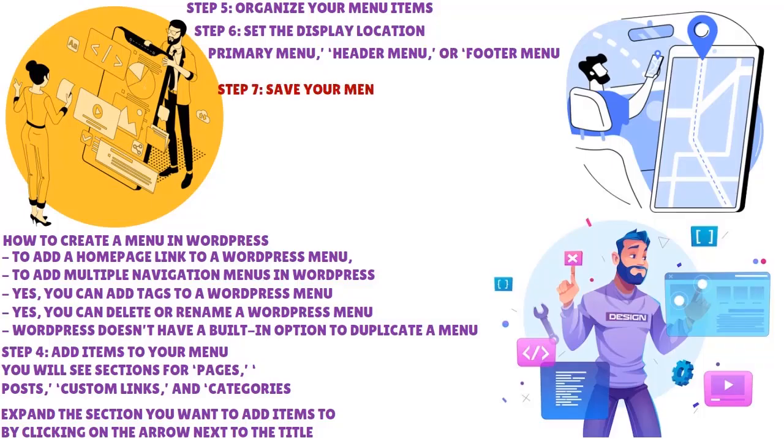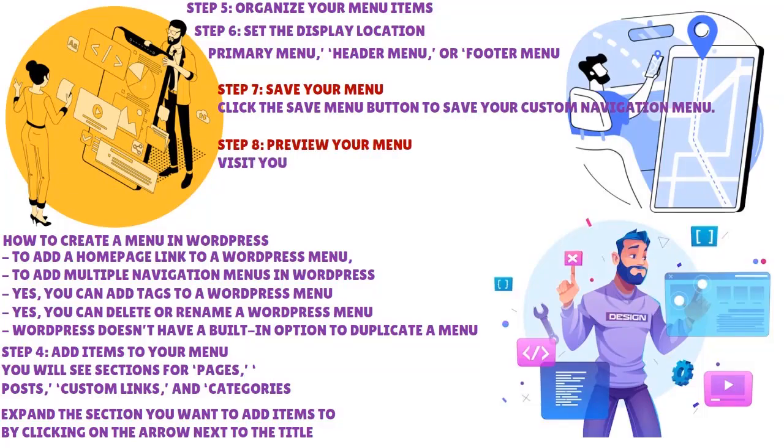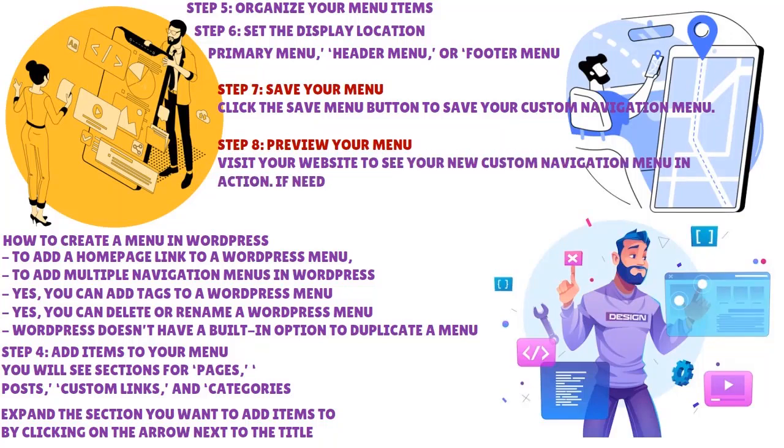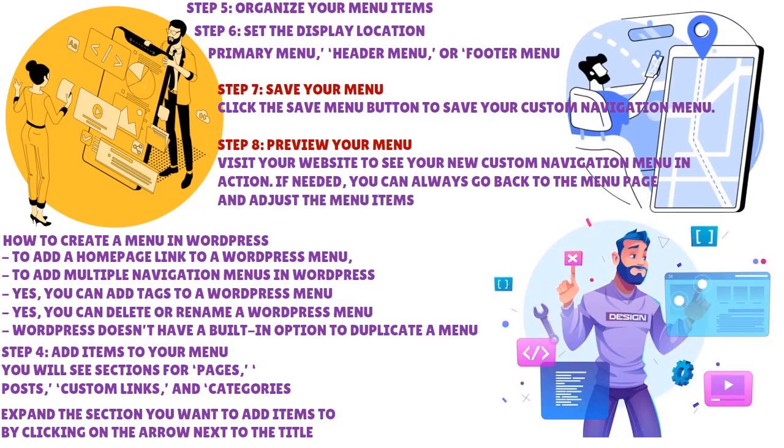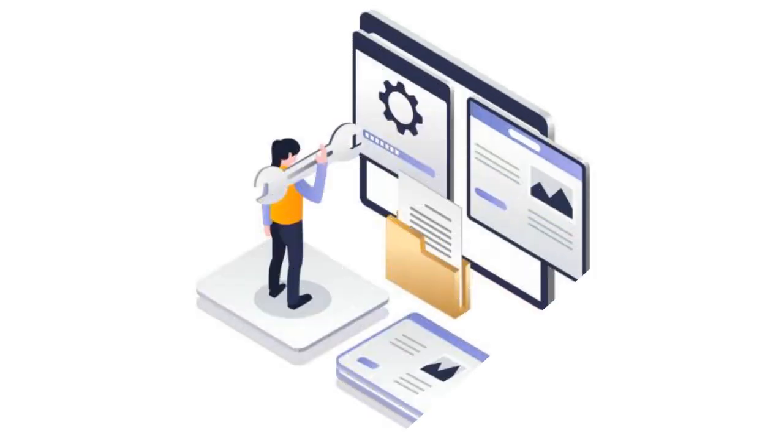And you want to save your menu, so click the Save Menu button to save your custom navigation menu. And finally, you want to preview your menu. So visit your website to see your new custom navigation menu in action. And if needed, you can always go back to the menu page and adjust the menu items, or even their order. Everything, again, depends on your target audience. It depends on what they're used to seeing on other websites and what they are expecting when they come to your WordPress website, or even your non-WordPress website.